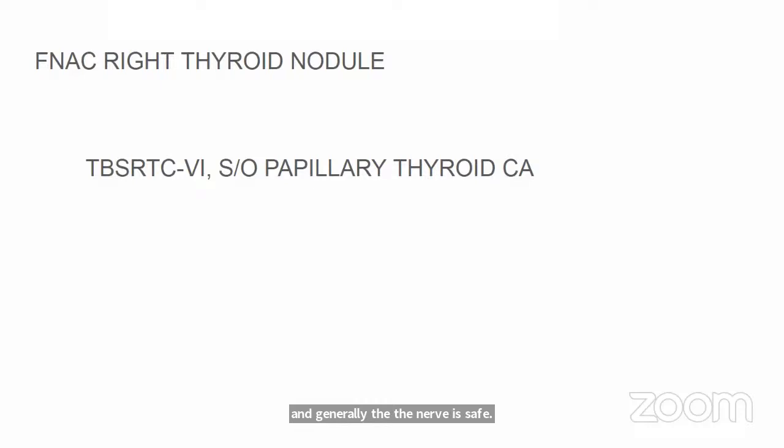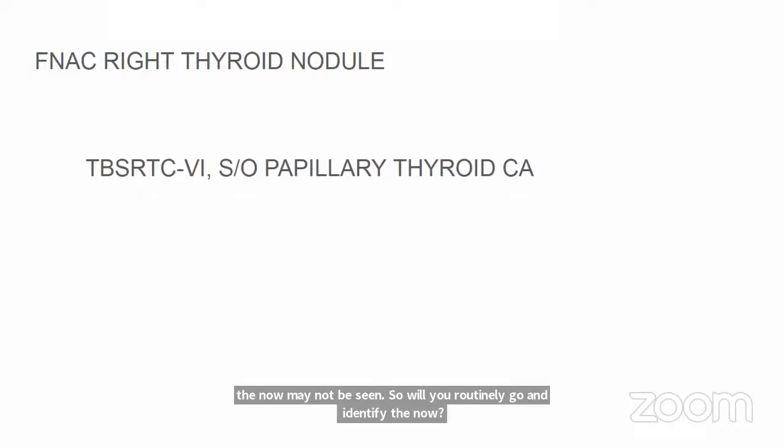When it is 2A and 2B, what happens? It could be crossing the vessels, yes, ma'am, or it could be on the gland, right? Yes, ma'am. So if you do a mass ligature, you will definitely damage it. Yes. But the nerve may not be seen. So will you routinely go and identify the nerve? While ligating the superior vessels, we do identify the nerve also. So what is the triangle called?